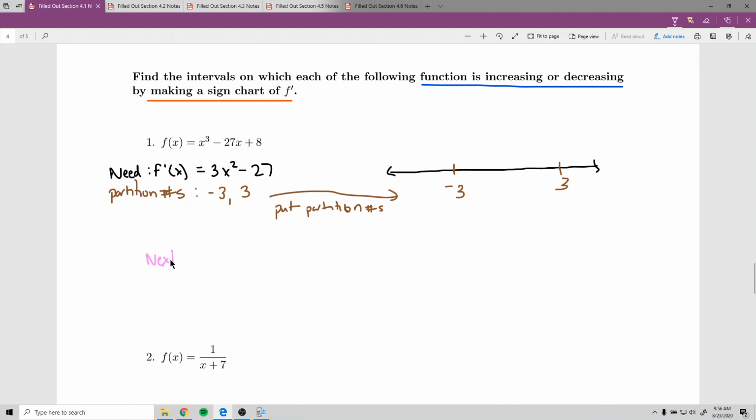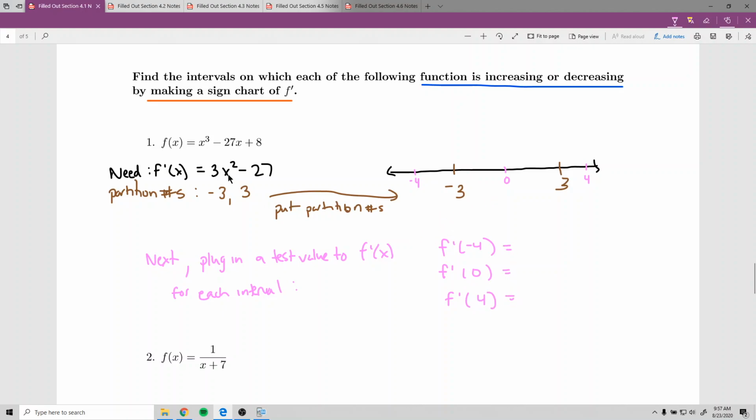So next, plug in a test value to f prime of x, the derivative, for each interval. Right, because we want to know where it's increasing or decreasing. We don't care if the function is positive. We care if the derivative is positive or negative. So I'm going to do -4. It's 1 to the left of -3. I'm going to do 0 because I always like to do 0 if I can, between -3 and 3. Then I'm going to do 4 to the right of 3. So I want to figure out f prime of -4, f prime of 0, and f prime of 4.